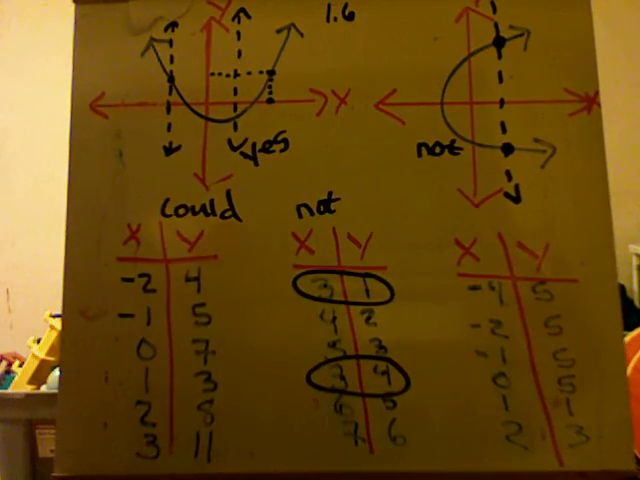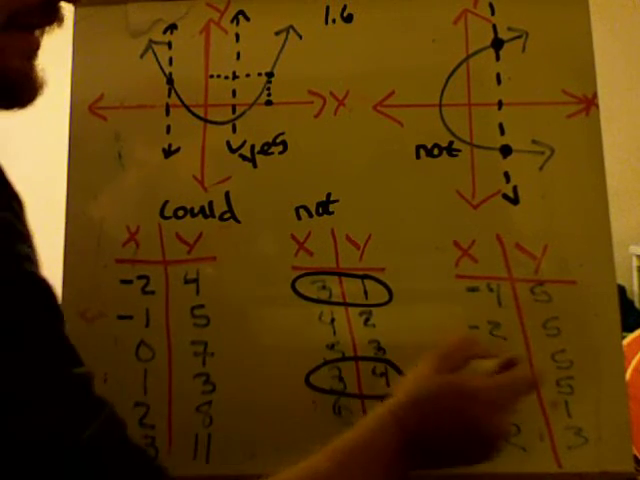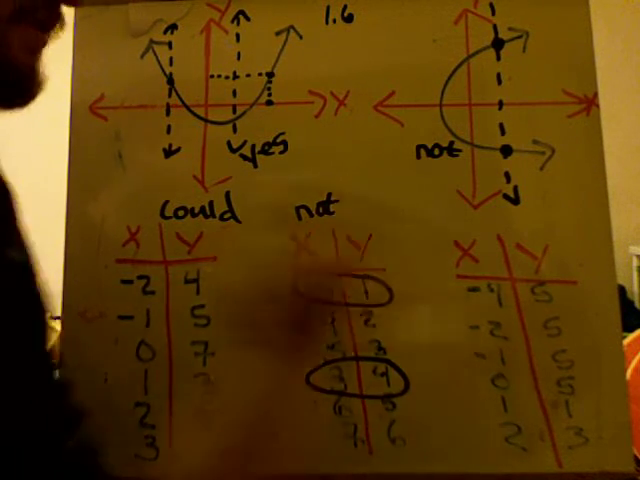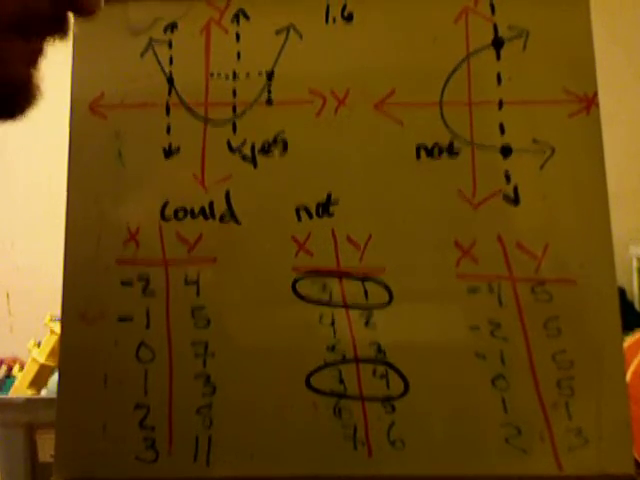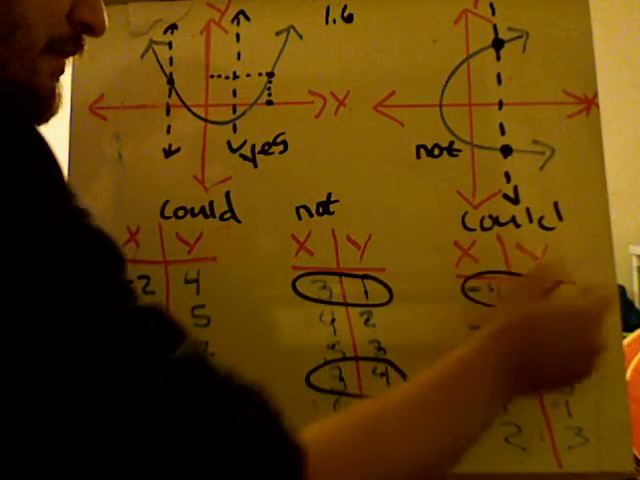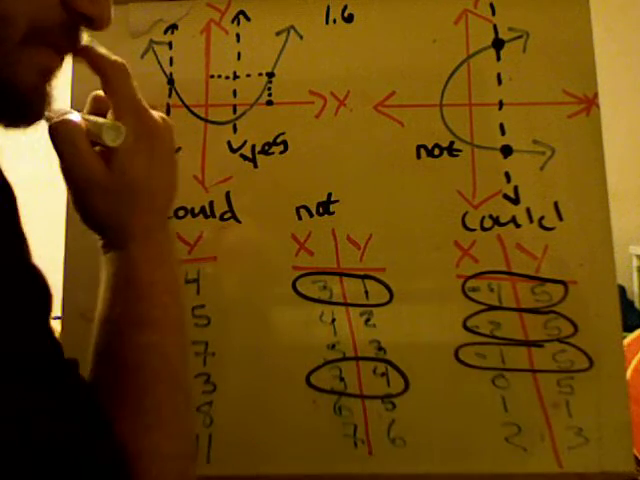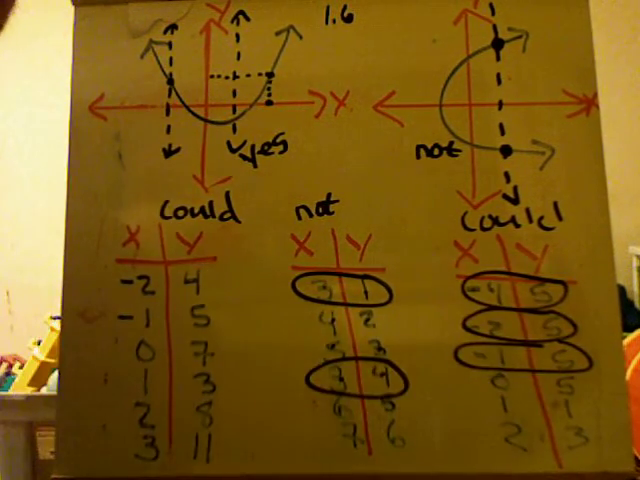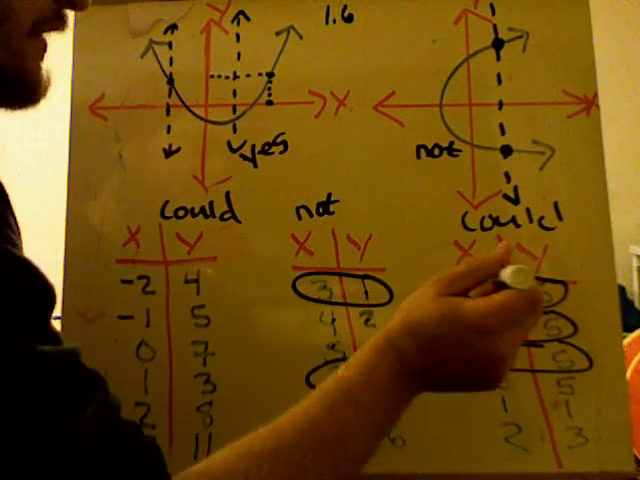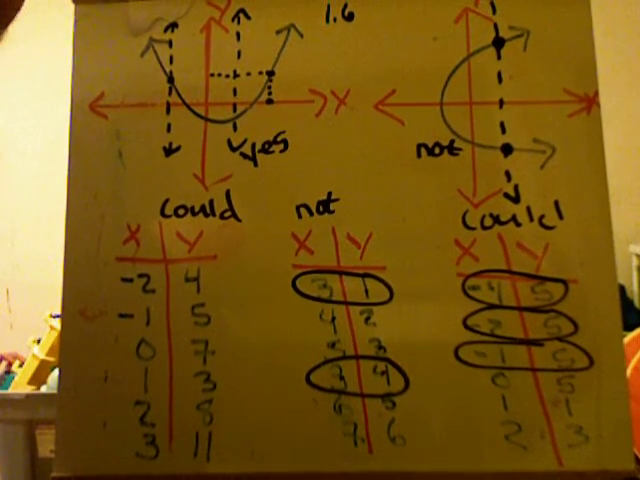And it leaves us with this final one here. Here we've got negative 4 outputting a 5, negative 2 outputting a 5, negative 1 outputting a 5, 0 outputting a 5, 1 outputting a 1, and 2 outputting a 3. This could be a function, even though you've got multiple inputs here giving the same output. That's okay. You can input a negative 2 and get a 5. You can input a negative 1 and get a 5. That's fine. It's still a function.